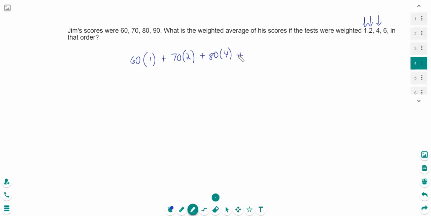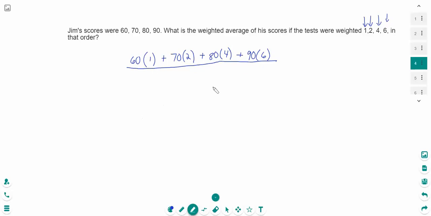All right? And then we have plus 90. And the weight of 90 in this case is 6. So it's going to be 90 times 6. All right? And then we have that all being divided by what? See if you can tell me. What's going to be in the denominator here?